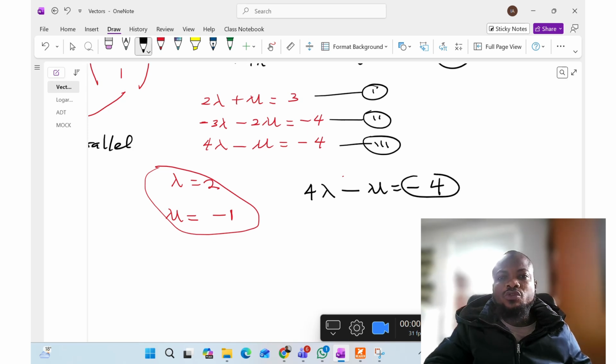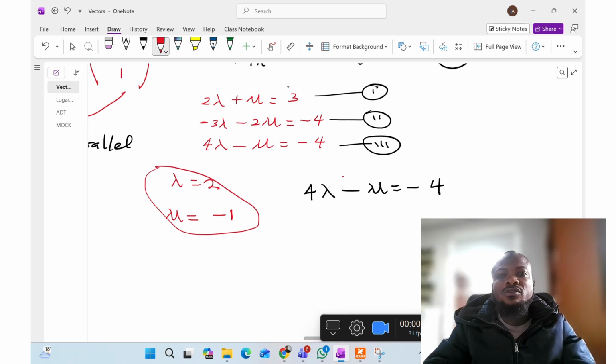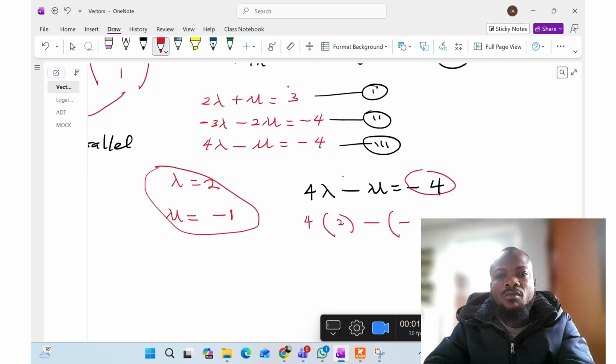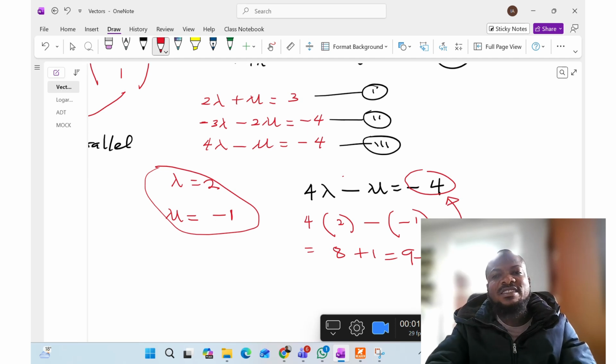So this is what we want to arrive at. Okay? So let's assume this is not there. So this is now 4 times the value of lambda, which is 2, minus mu, which is minus 1. So 4 times 2 is 8, minus minus is plus 1. Then the value is 9. It is supposed to be what? Minus 4. But what is the value? 9. So what does that imply?